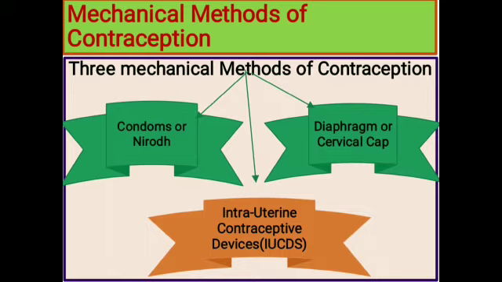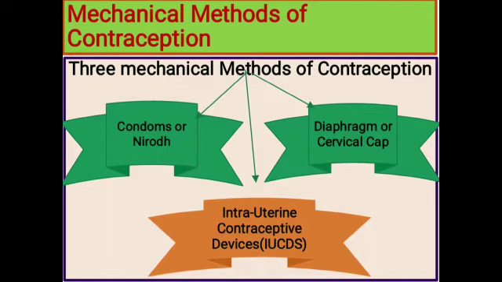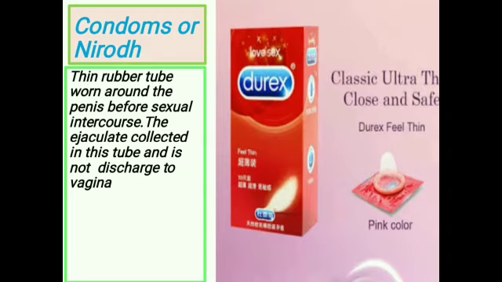Now, another method is the mechanical method of contraception, which is used to prevent the passage of semen to the fallopian tube to prevent pregnancy. So there are three methods. First one is condom or nirodh. Second one is diaphragm or cervical cap. Third one is intrauterine contraceptive devices, IUCDs.